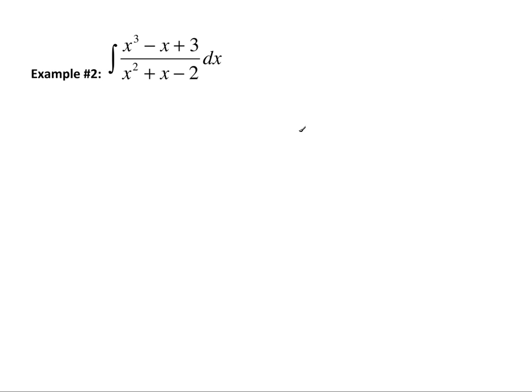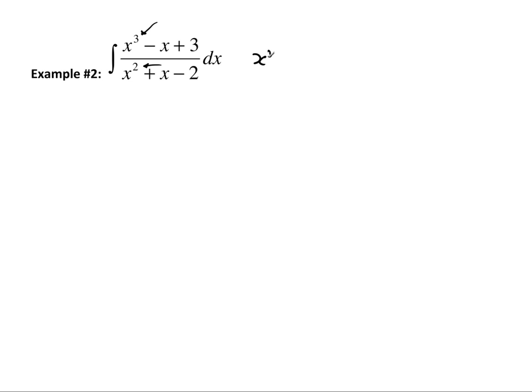Let's take a look at another example here. First thing I see is that this is improper. In case you forgot what the definition of an improper rational function is, this is to the third power, this is to the second power. That's improper. So I'm going to just simply divide.